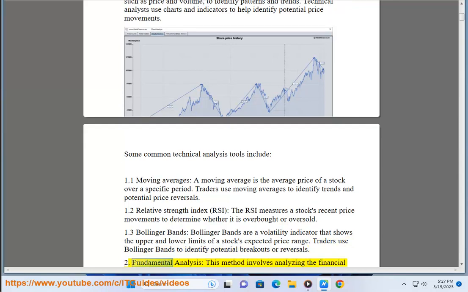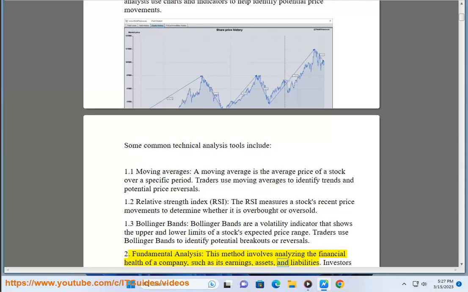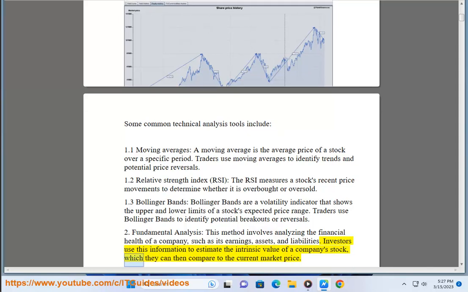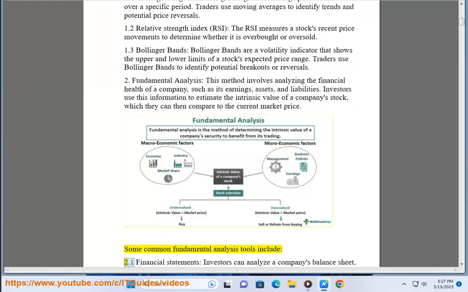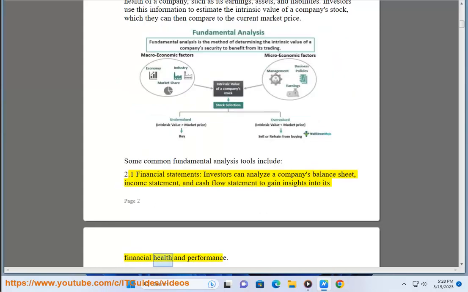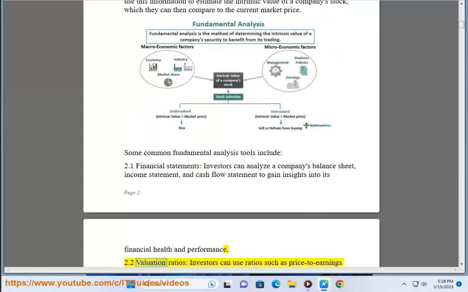2. Fundamental analysis. This method involves analyzing the financial health of a company, such as its earnings, assets, and liabilities. Investors use this information to estimate the intrinsic value of a company's stock, which they can then compare to the current market price. Some common fundamental analysis tools include 2.1 Financial statements. Investors can analyze a company's balance sheet, income statement, and cash flow statement to gain insights into its financial health and performance.